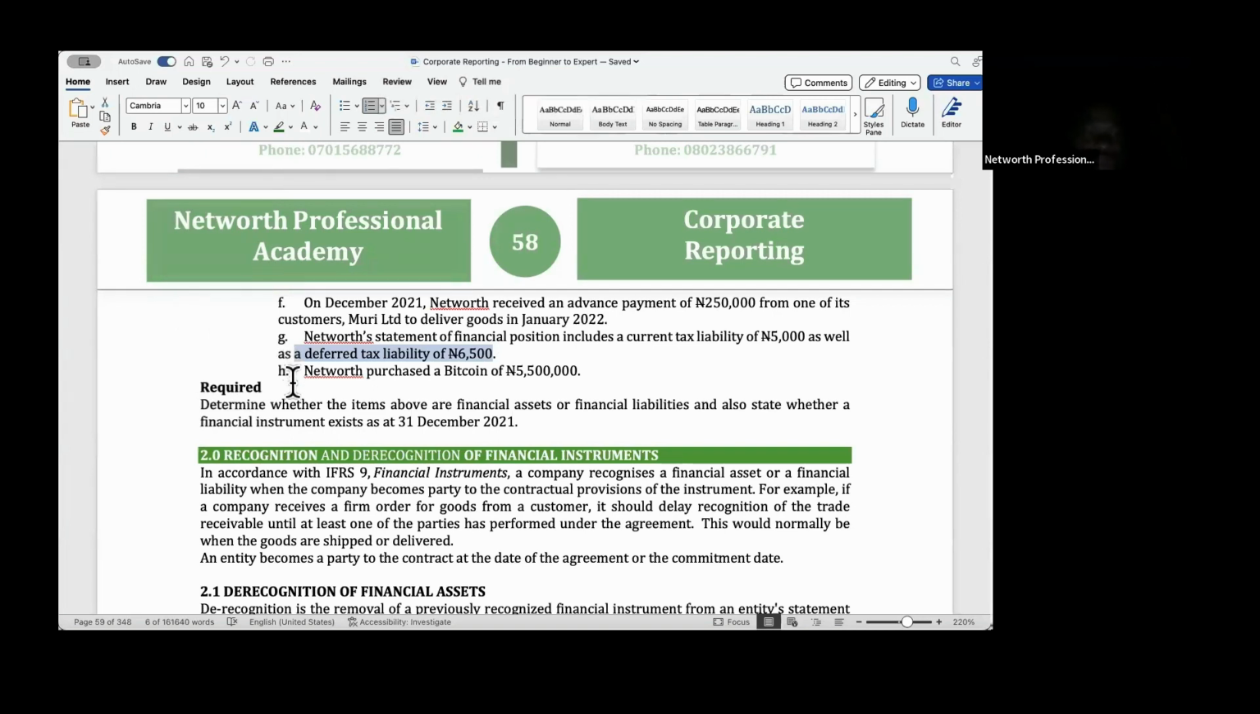So finally, we will go to Prosper again. Net worth purchased Bitcoin of 5.5 million. Does net worth have a financial asset or a financial liability in this case?